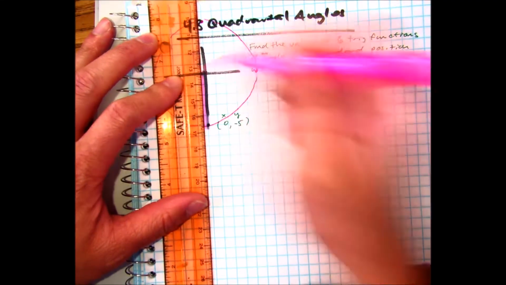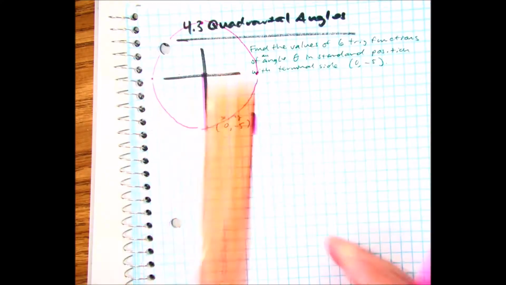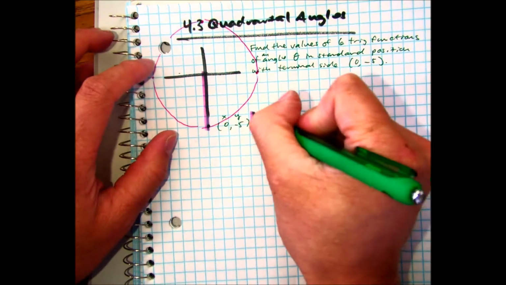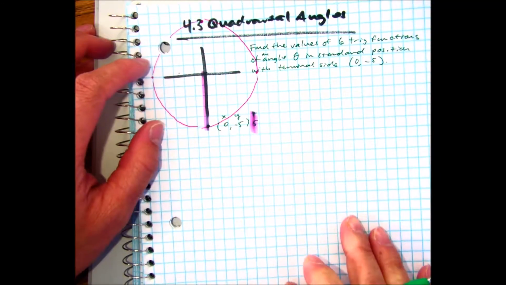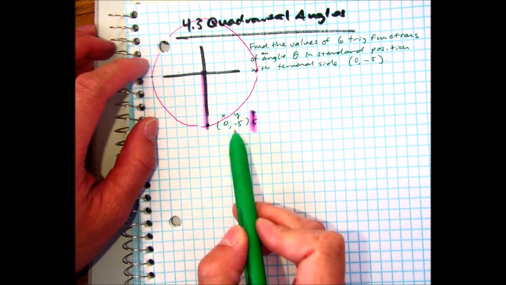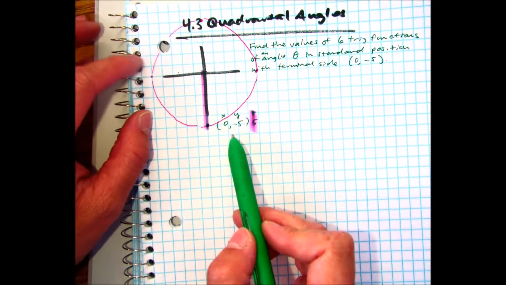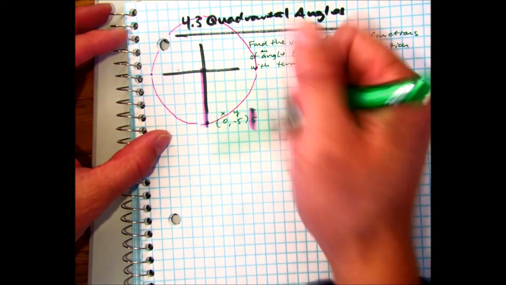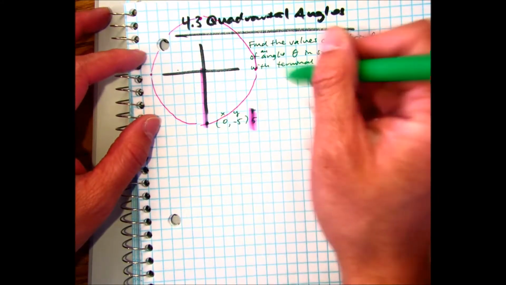So in pink here, your R value is 5. Do you see that? So you'll have the x coordinate, you'll have the y coordinate. There is no triangle in a quadrantal angle. Does that make sense? And then the R value is just your radius. And then you go through and just find your 6 trig functions.